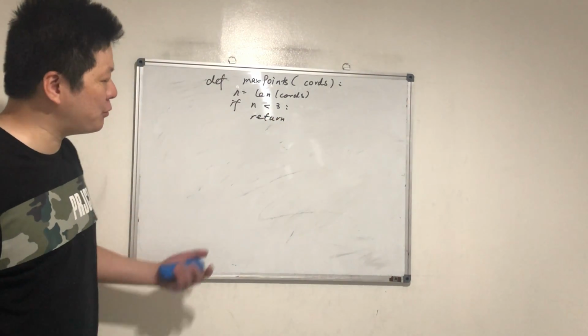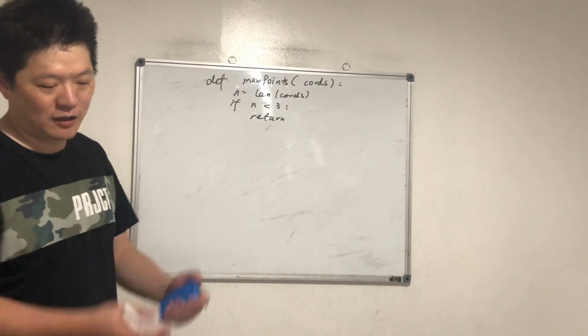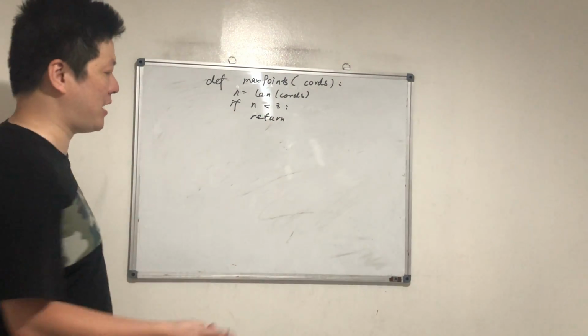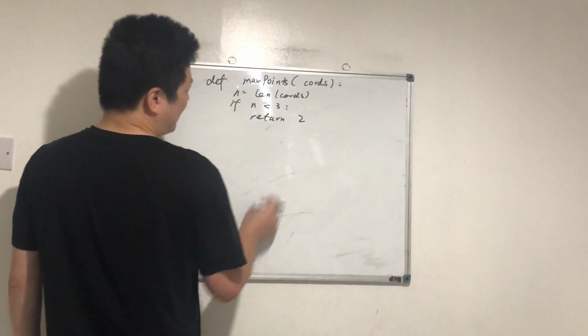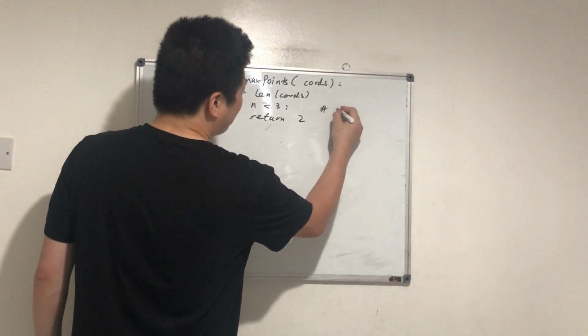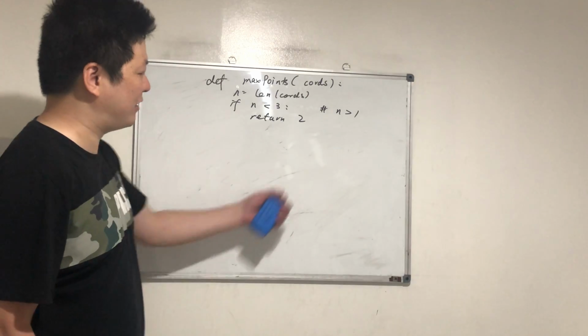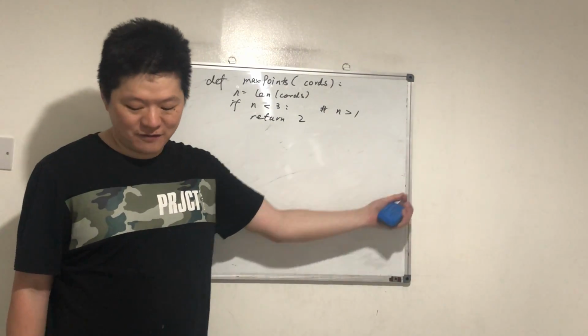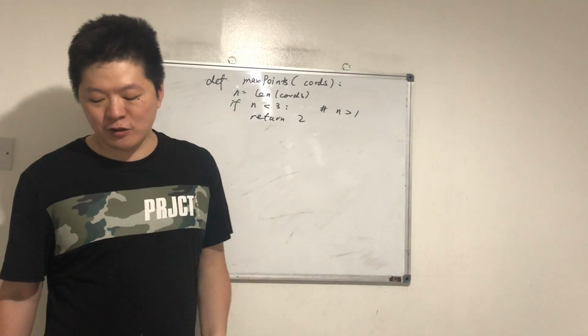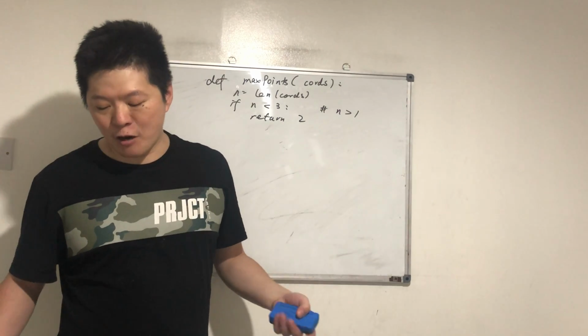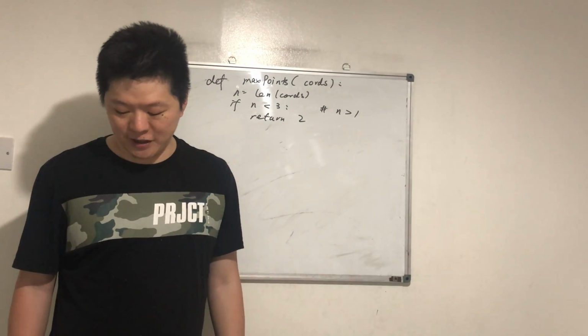If there are 2 points, what does it mean? Then the 2 points will be the same line. So we just return 2, okay? And we assume n is bigger than 1, because it doesn't make any sense if we only give 1 point, right? If there's only 1 point, how many lines can you have across the point?